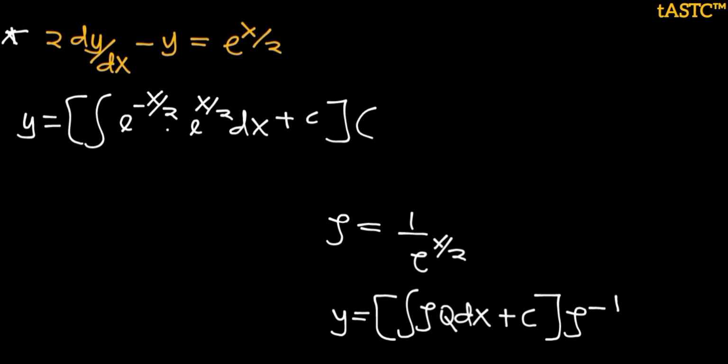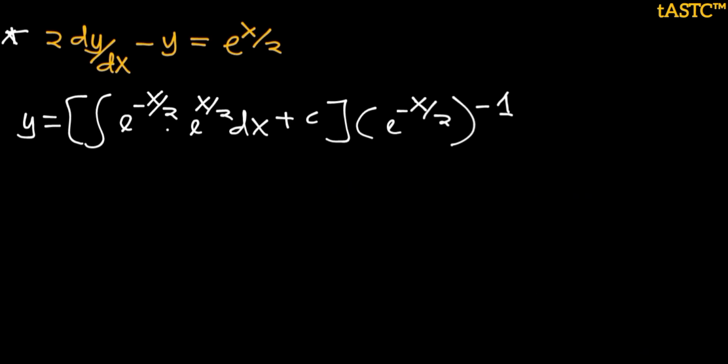So we have a rho. Rho is equal to e to the negative x divided by 2. This is multiplied by negative 1. So that is what we got there. I could well wipe these out also.